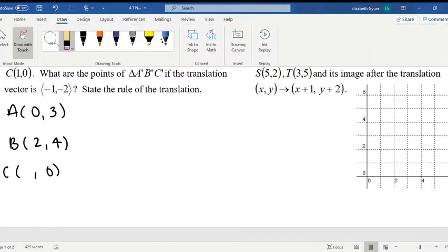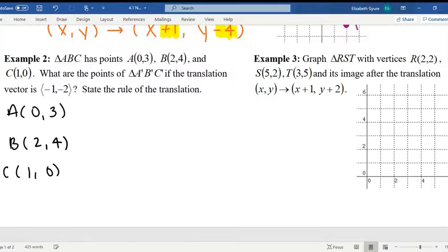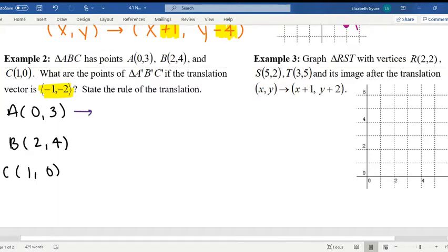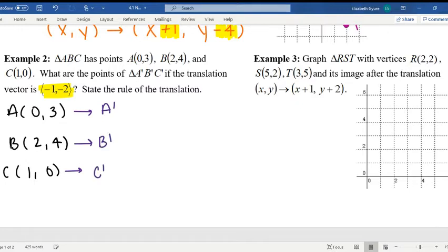Now I'm going to apply my vector to it. So my vector is -1, -2. So literally I am going to subtract 1 from x, subtract 2 from y. Do we understand why I'm subtracting 1 from x and 2 from y? Okay. So when I do this, this is again just what I like to do. I like to then grab a different color. I put my little arrow just to show we're changing into this. So we're going to make this A prime, B prime, and C prime. Those are my new points.